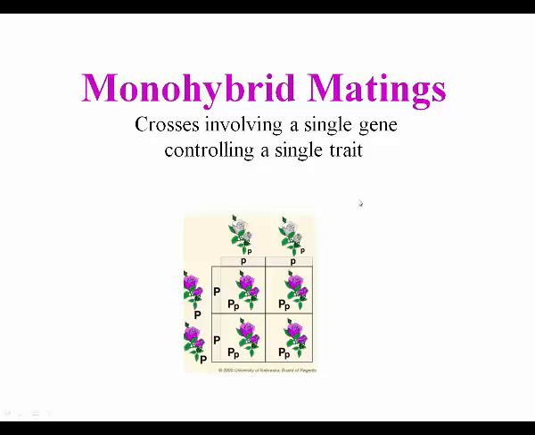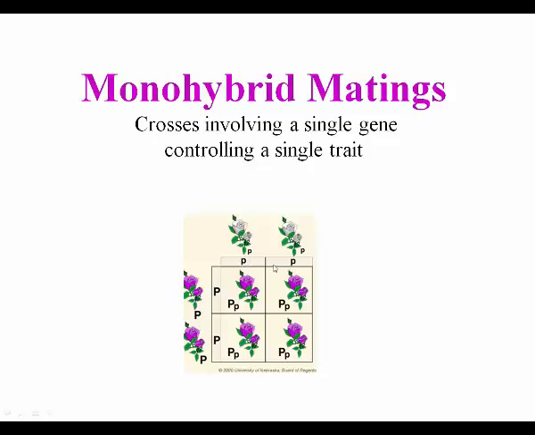Mendel's first matings are what we call monohybrid matings, and these are crosses involving a single gene and two alleles for that single gene, controlling a single trait. And in the case of Mendel's first matings, for every one of these genes, there were two alleles, one dominant and one recessive. So I've got a picture here of pea plants, either purple or white, and purple is dominant to white. Purple is controlled by a dominant allele, white controlled by a recessive allele.